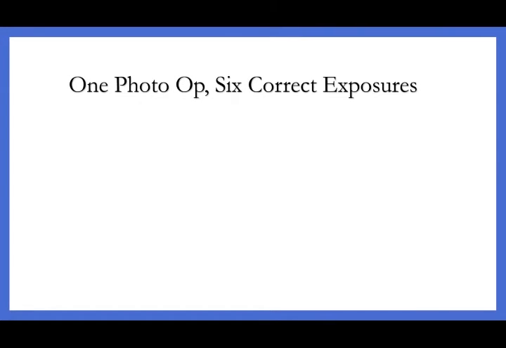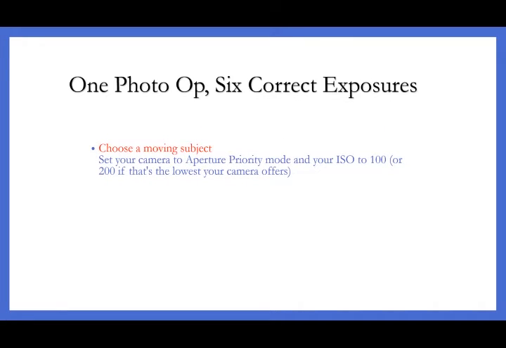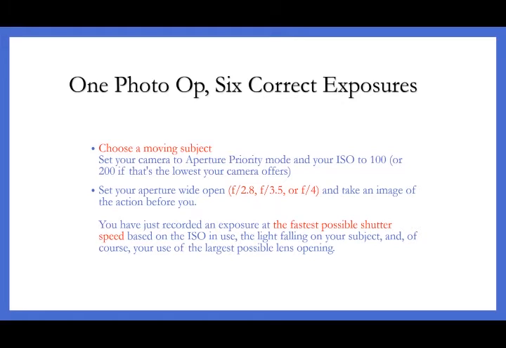One photo op, 6 correct exposures. So choose a moving object and set your camera to aperture priority mode and your ISO to 100 or 200, if that's the lowest your camera offers. Set your aperture wide open and take an image of the action before you. You have just recorded an exposure at the fastest possible shutter speed based on the ISO in use, the light falling on your subject, and of course your use of the largest possible lens opening.